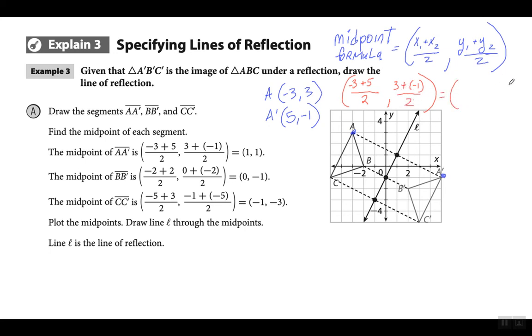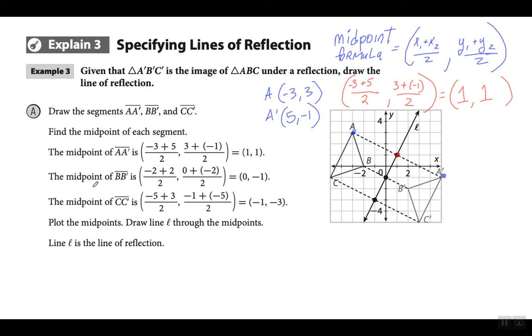Now, to avoid taking up too much space here, let's do this mental math. -3 + 5 is going to give me +2, and +2 divided by 2 is +1. Over here, 3 plus -1 means the same as 3 minus 1, because if I simplify the positive and the negative, I get a negative. 3 minus 1 is 2, and 2 divided by 2 is 1. So the midpoint between A and A prime is at +1, +1.